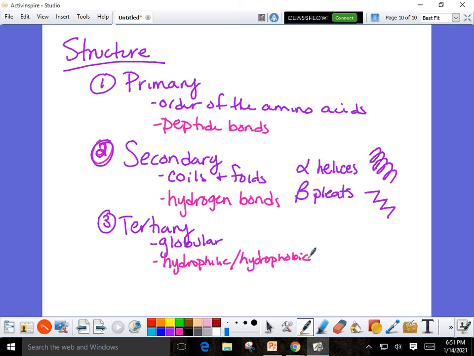So when a protein is being assembled and it's getting its tertiary structure, the hydrophobic amino acids will congregate toward the middle of the inside of the glob, and the hydrophilic ones will be on the outside because they're going to be the ones that come in contact with the water. But really it's the properties of the R group. Are they positive or negative? The negative ones will be attracted to the positive ones, but it's all about the R groups.